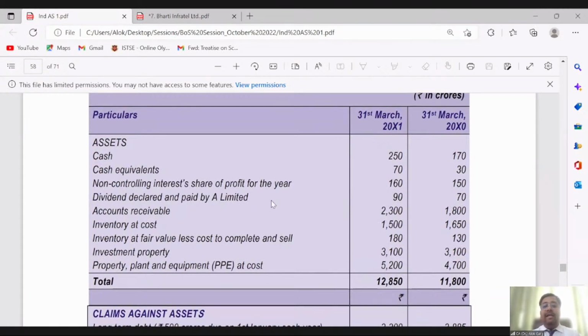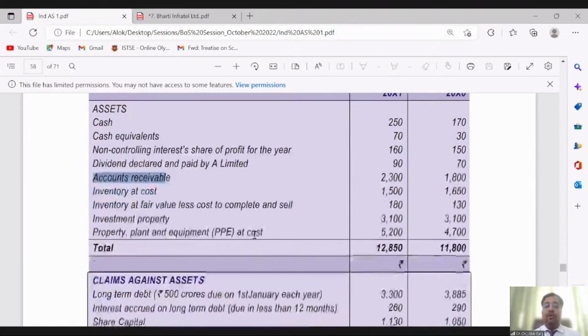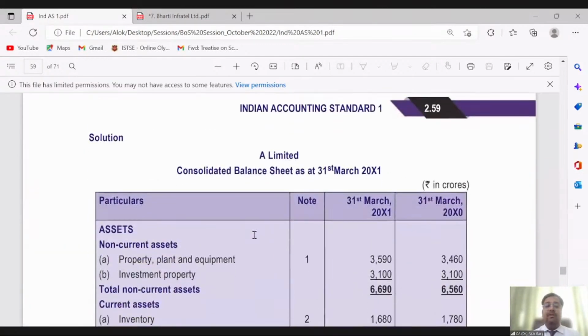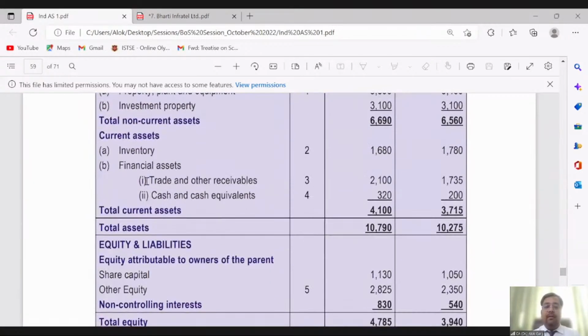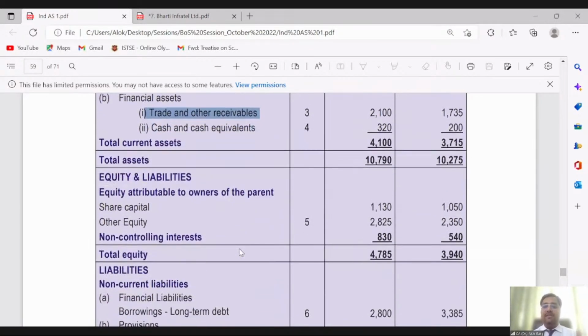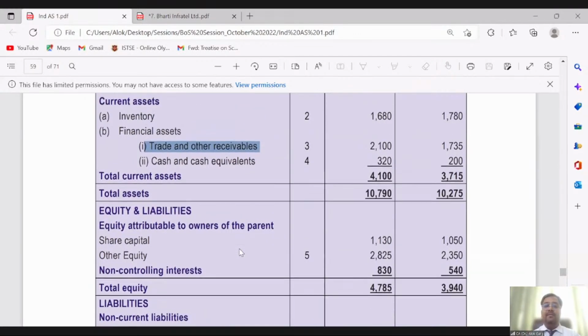Dividend declared and paid by A Limited. This will also be adjusted into the retained earnings. Accounts receivable. This accounts receivable will be current or non-current? Trade receivable will be current or non-current? This will be current. Account receivable will come here. Trade receivable. Okay. So they have just combined some items here only.